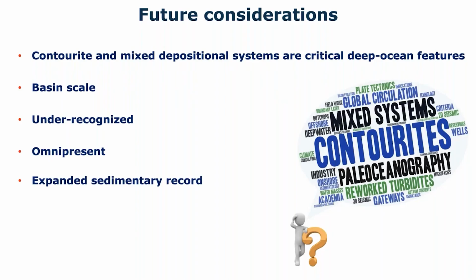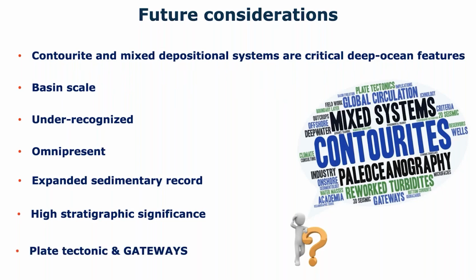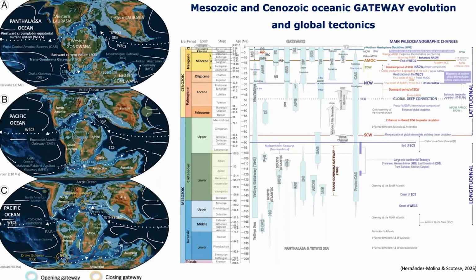These features have an expanded sedimentary record, and this is useful for some reservoirs. They have very high stratigraphic significance. We are starting to know that through time, these contourite systems and mixed systems are especially developed in specific time intervals. And something that for me is the last, very important point, is the tectonic aspect. There is a close link between the onset, the growth, and the end of these depositional systems with tectonics, and also with the evolution of the gateways.